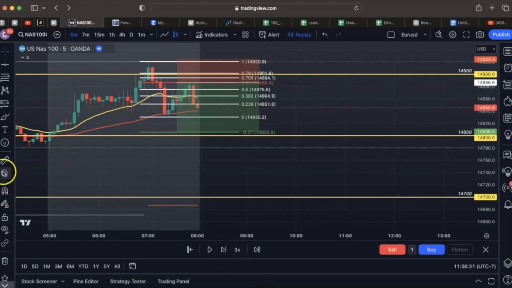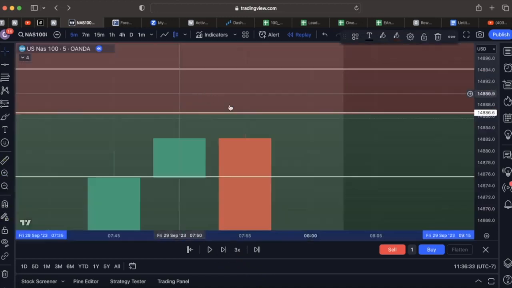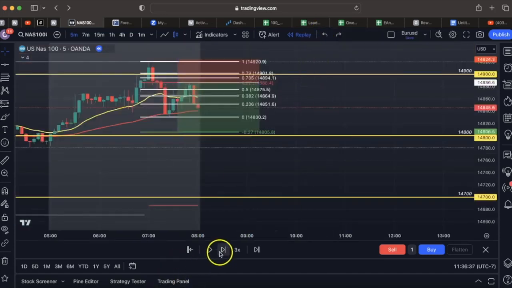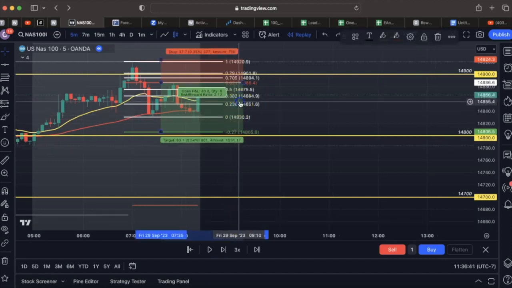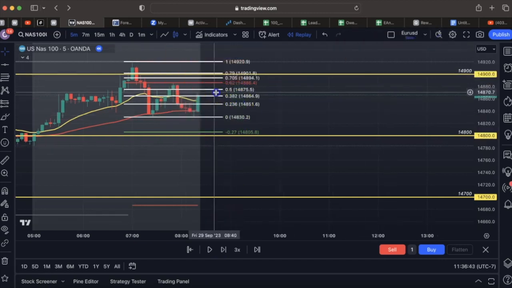Okay, so let me see if that actually hit. I don't know if that did. No, it didn't hit our sell limit. It's completely fine. Okay? So this one didn't work out. Wouldn't be a good trade.